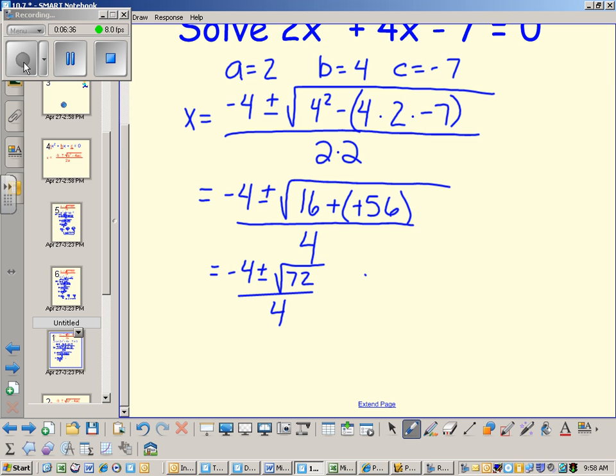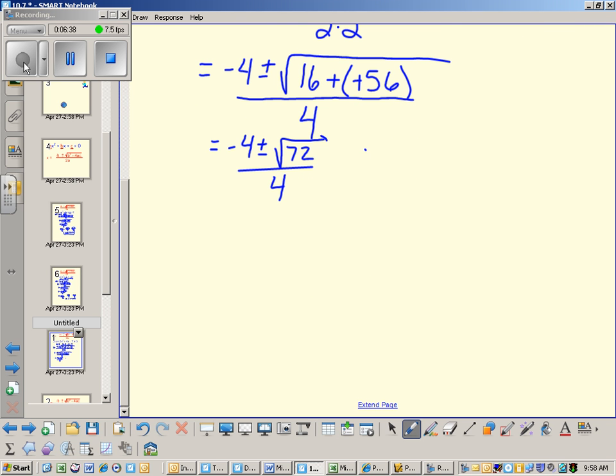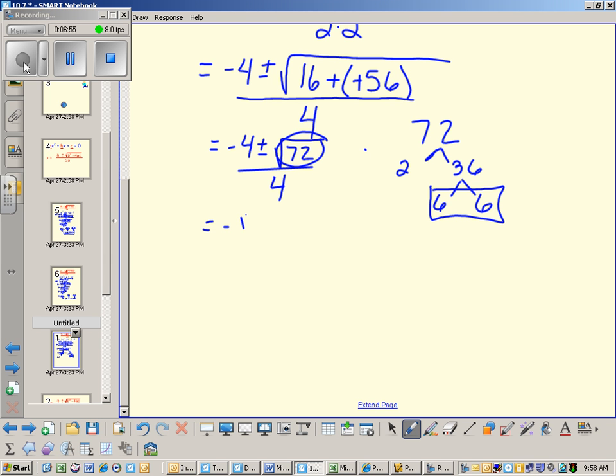And so here's where we want to take a look. 72 is not a perfect square, but it can be simplified. If we simplify 72, we've got 2 times 36, which is 6 times 6, and we could stop right there because we have our pairs. So this is equal to negative 4 plus or minus 6 radical 2 all over 4. Because it's not a perfect square, we can leave our answer in the plus or minus form.